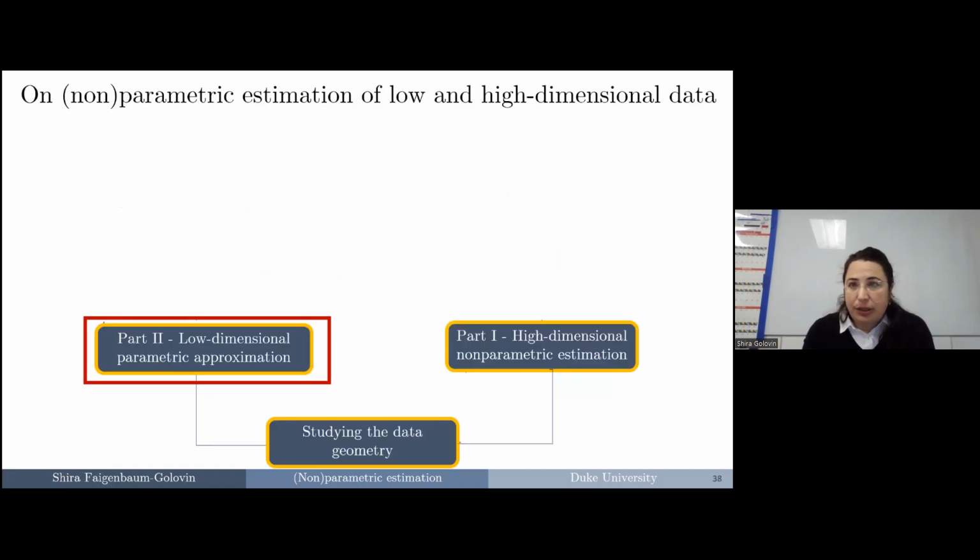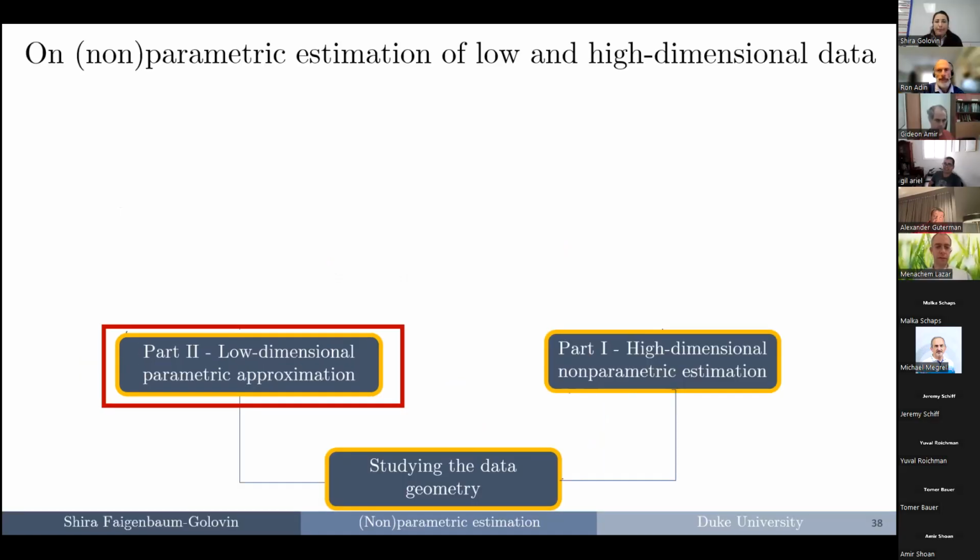So I think it's a good point if you want to ask something about the MLOP or the other related research topics before I move to the low dimensional parametric approximation. Are there any questions until this point? Okay, so let's move to the other question.